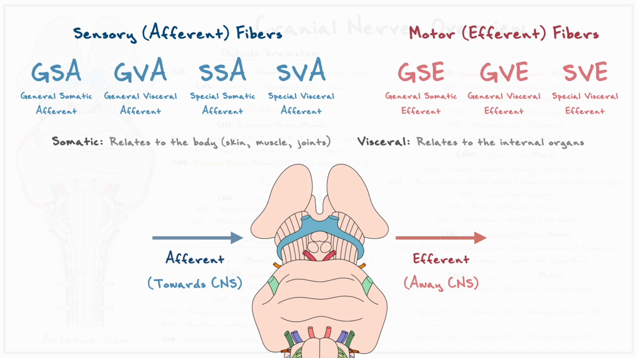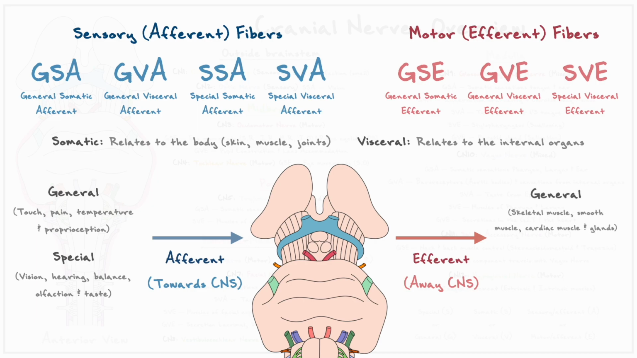For general and special fibers, let's start with sensory fibers first. In this instance, general afferent fibers are the ones that carry information about touch, pain, temperature, and proprioception, which primarily comes from the skin, muscles, and joints, whereas special fibers carry information from our special senses like vision, hearing, balance, olfaction, and taste.